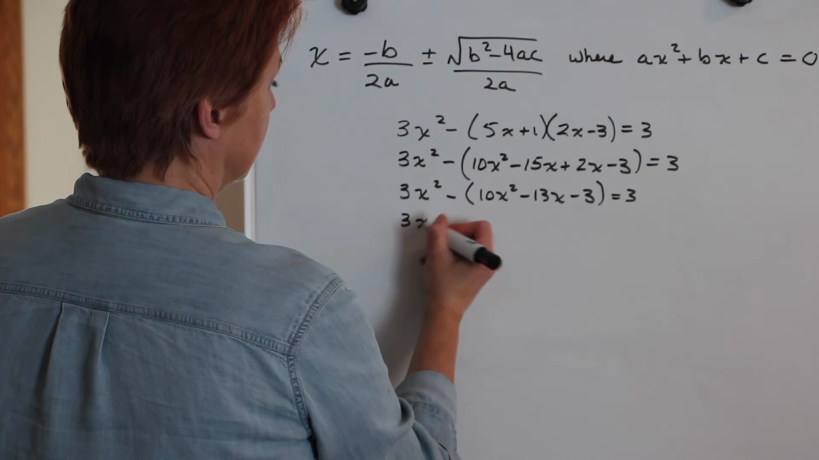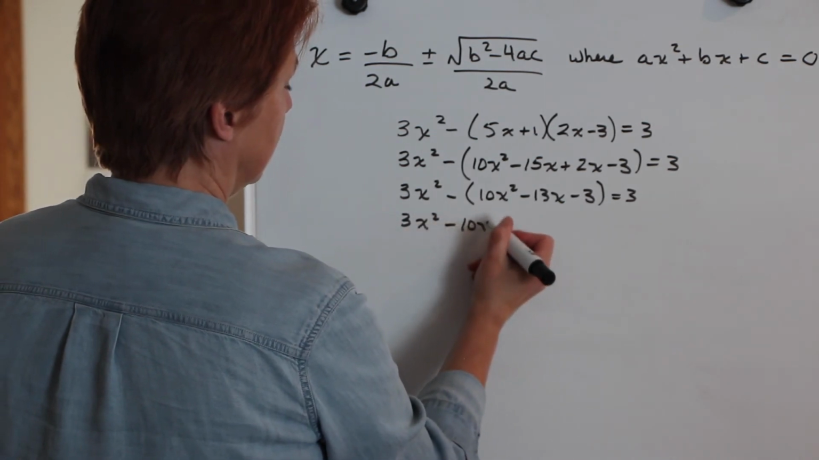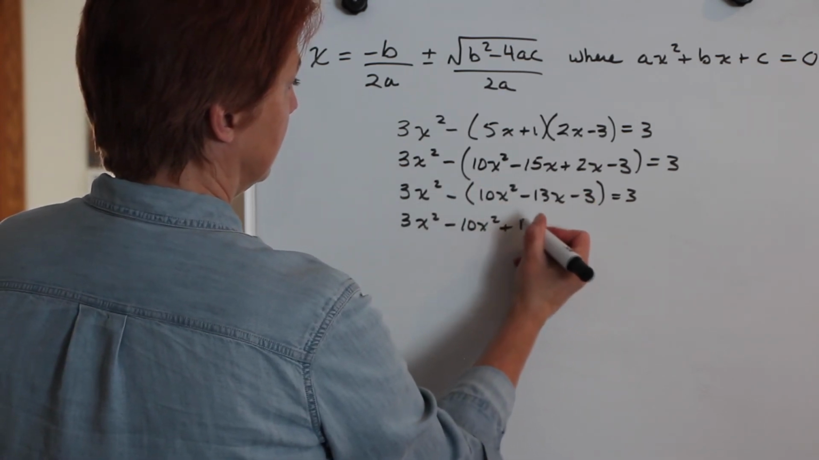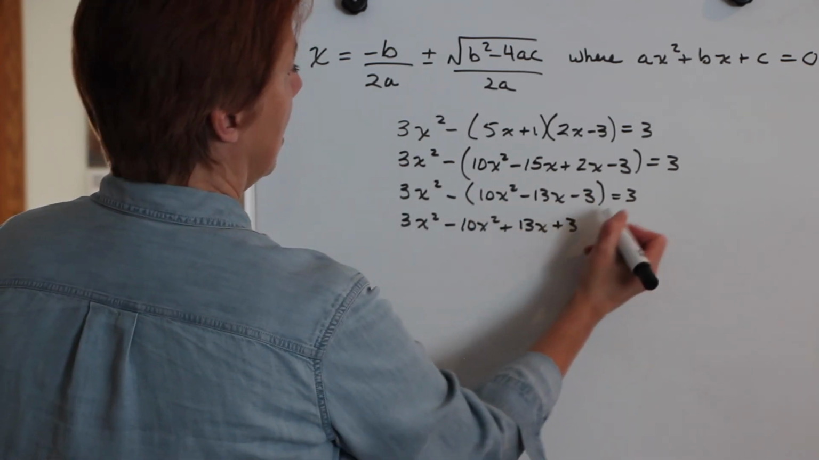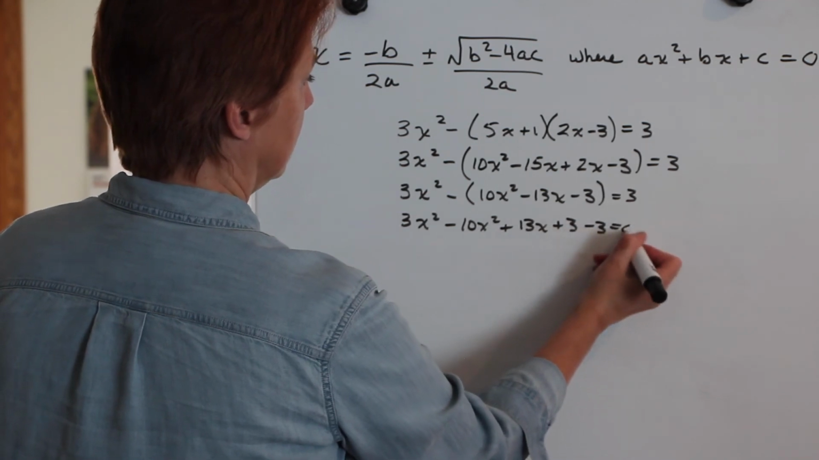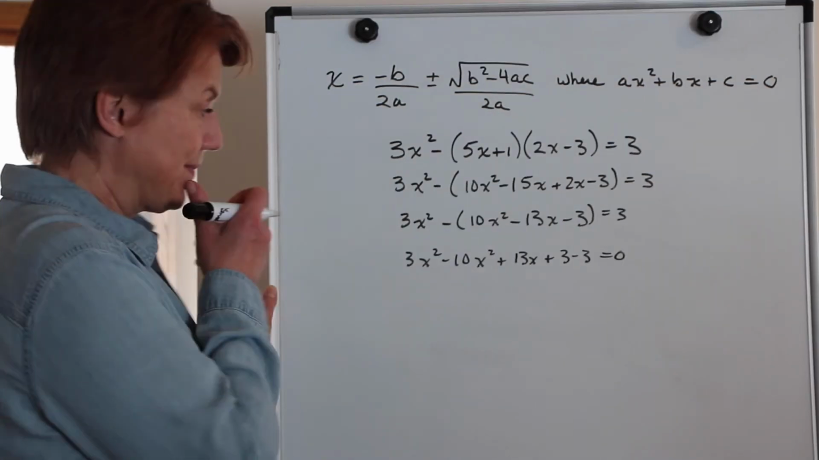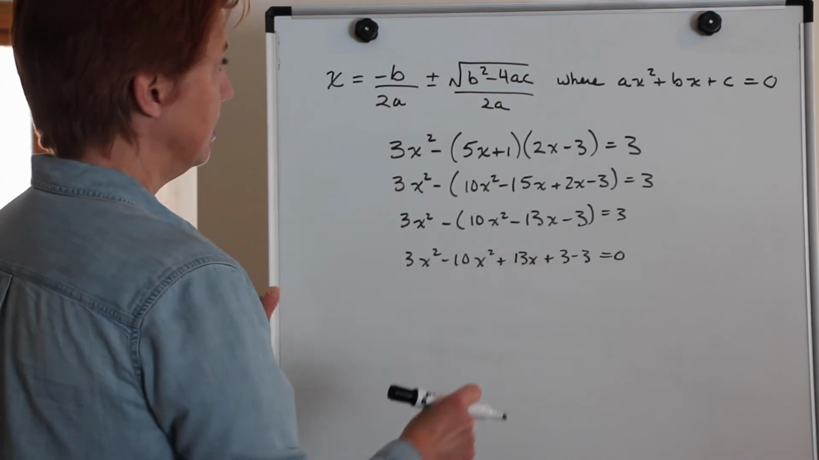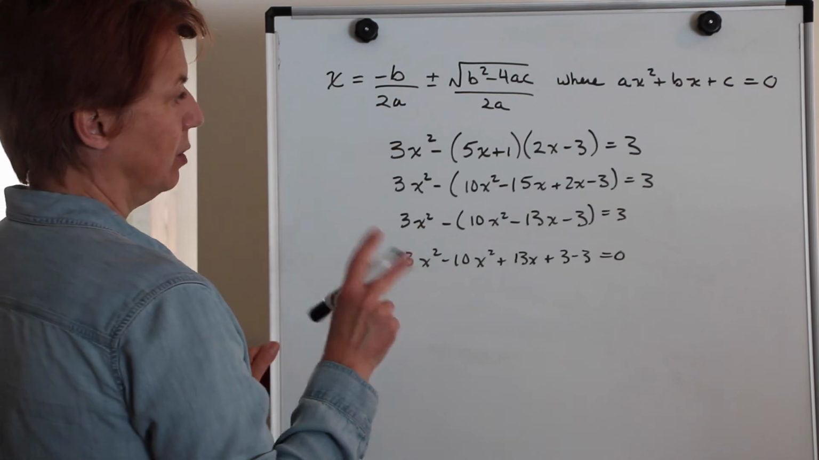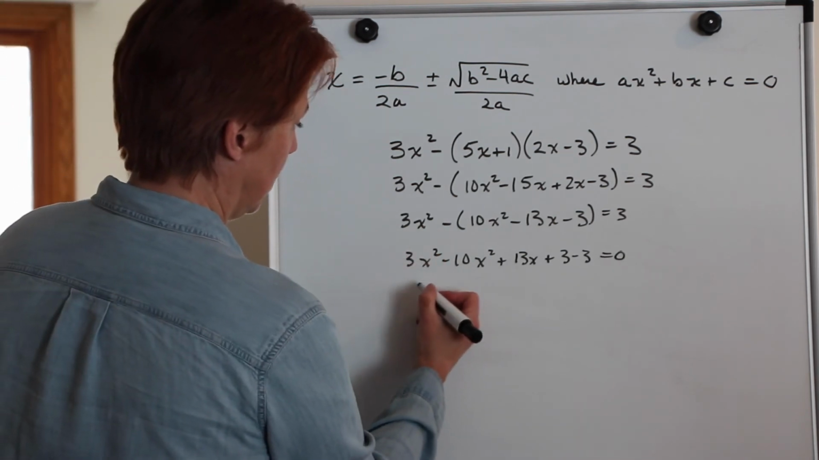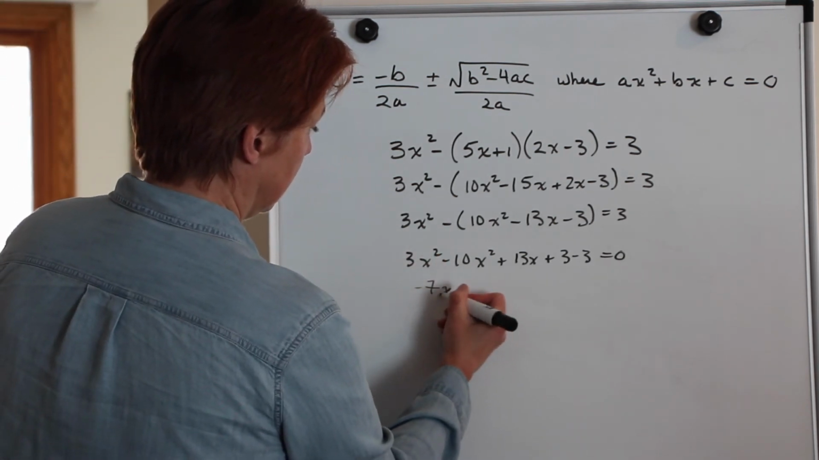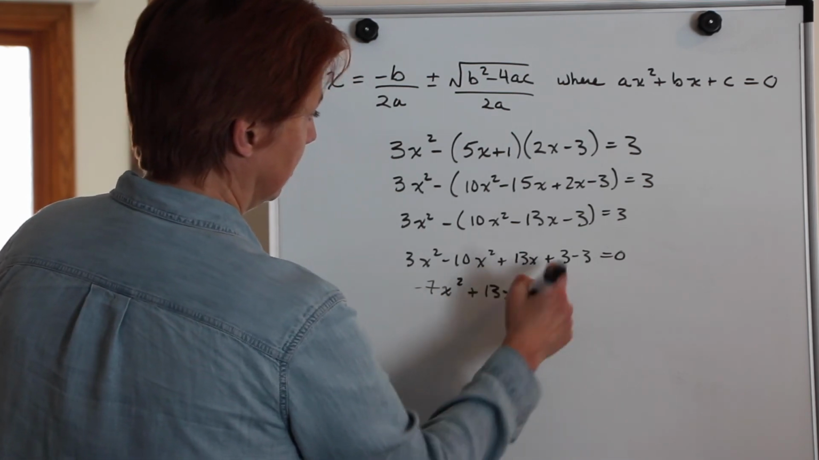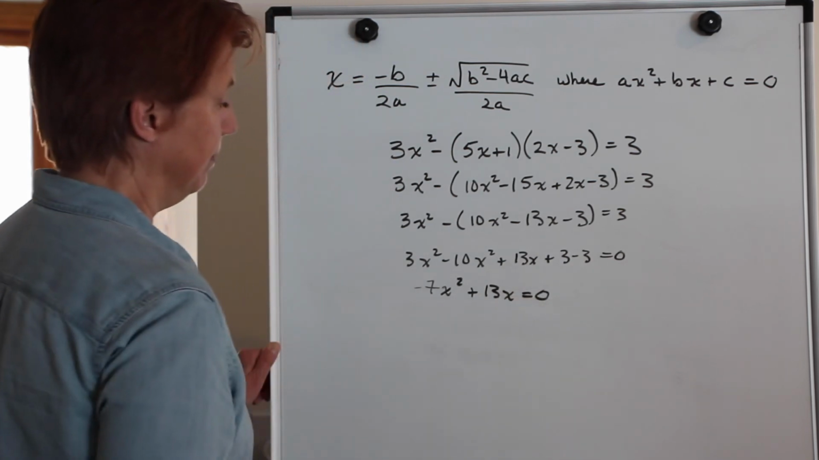Get this simplified before you bring that negative through. And then 3x squared minus 10x squared. Now I'm multiplying through that negative 1, okay? Plus 13x plus 3 minus 3 equals 0. So it doesn't look like we're going to end up with a constant here, which means that really we don't even need the quadratic formula to solve this. So just watch what happens. So we get negative 7x squared plus 13x, and the constants, they just cancel away.